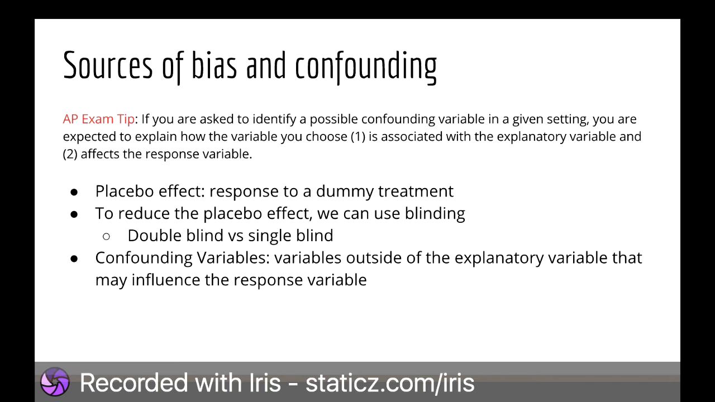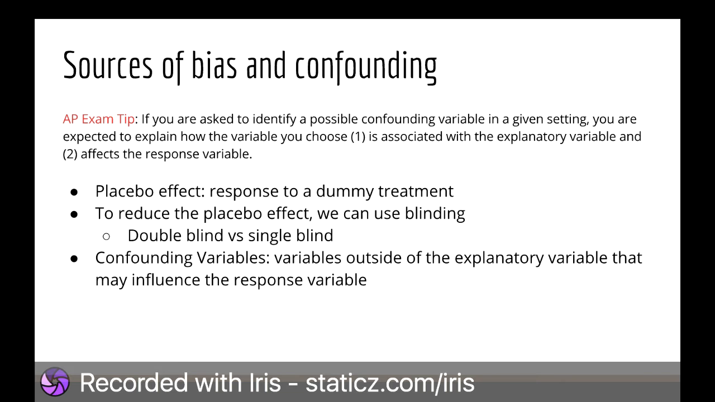Here's a tip. In the exam, you need to specify two things about an identified confounding variable: how the variable is associated with the explanatory variable, or how it could happen for certain values of the explanatory variable, and how it will impact your results. An example of a confounding variable is the placebo effect, which occurs in medical studies where a fake treatment will be more effective than no treatment.